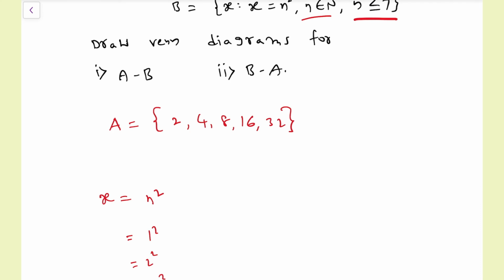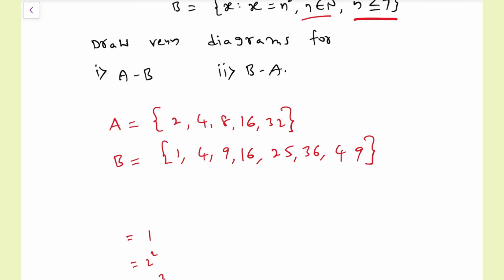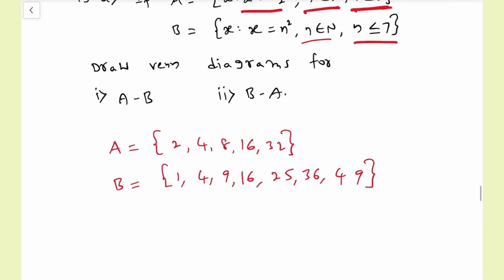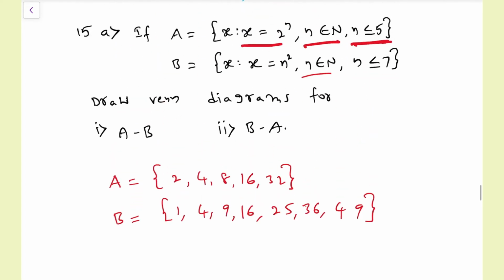Set B equals to 1 square is 1, 2 square is 4, 3 square is 9, 4 square is 16, 5 square 25, 6 square 36, 7 square 49. So now we have set A as well as set B. Let us check what he is asking exactly in the question. I hope he is asking two questions. Yes. So draw Venn diagrams for A minus B and B minus A.